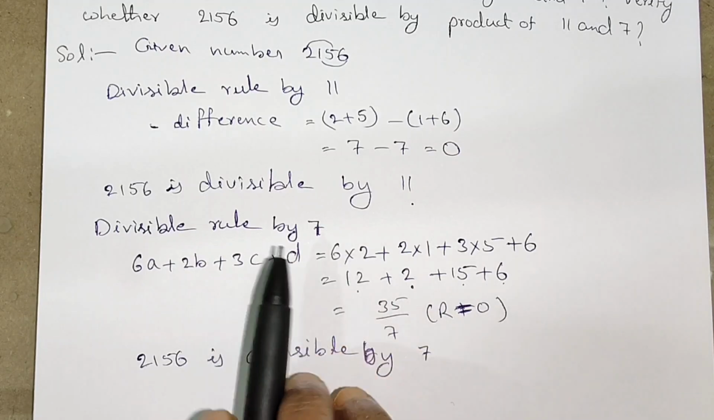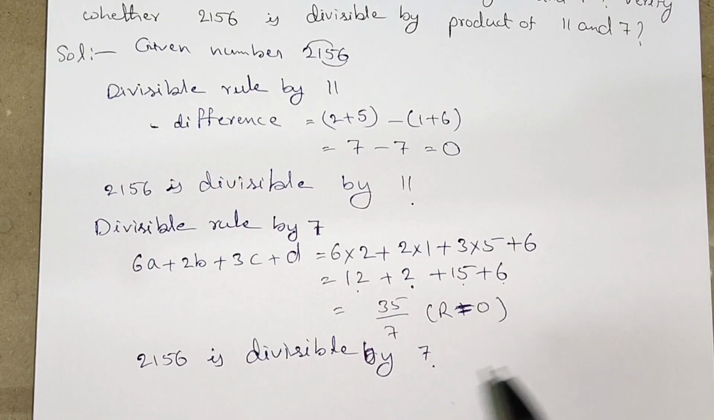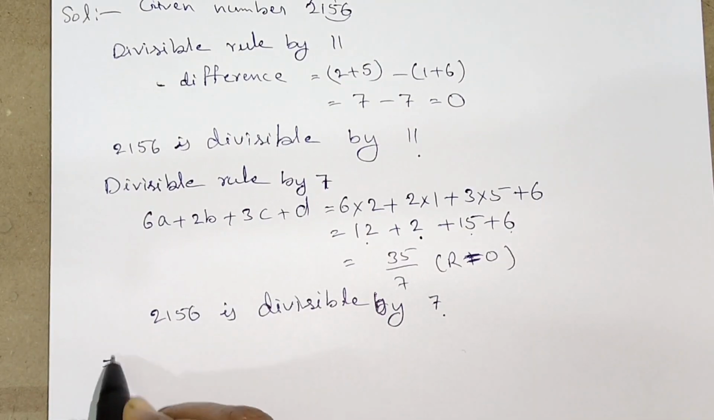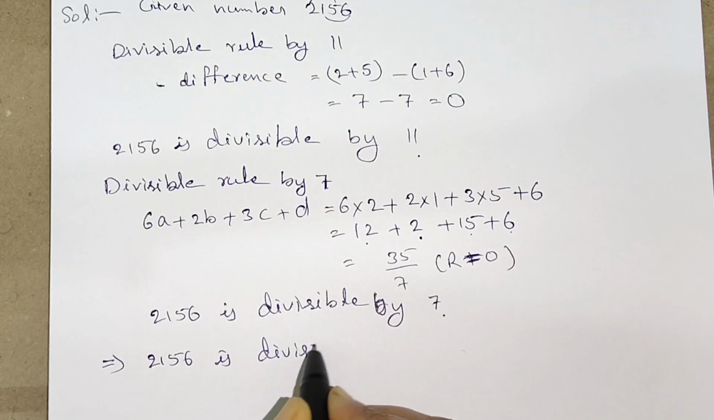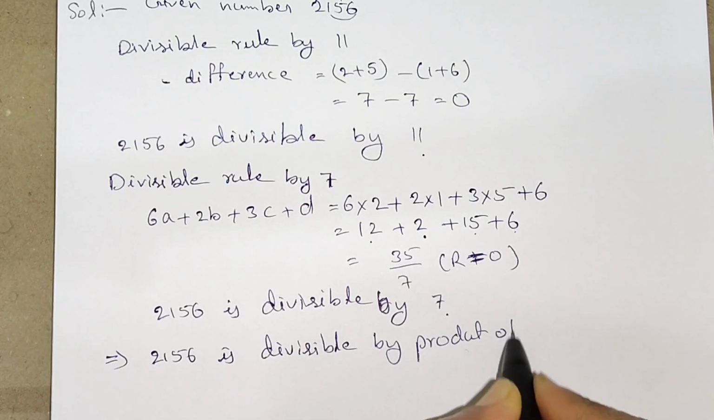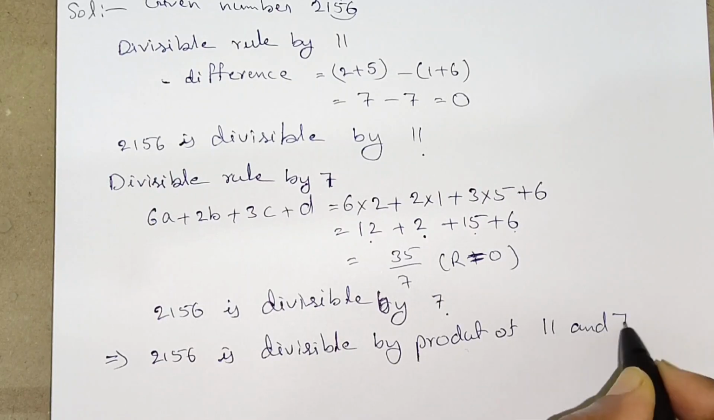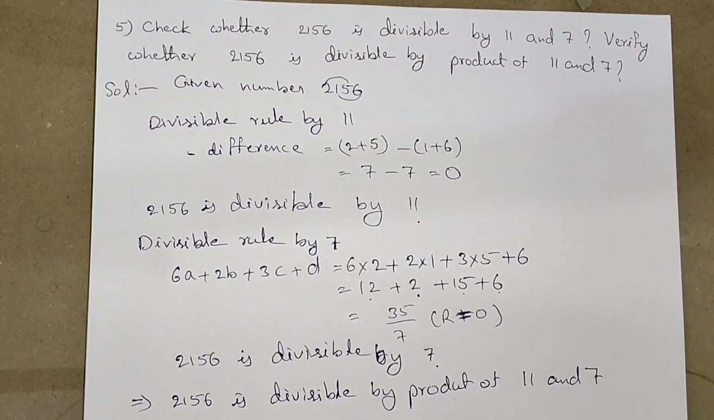So this number is divisible by 11 and 7. So automatically this number is divisible by the product of 11 and 7. Therefore 2156 is divisible by the product of 11 and 7. This is the fifth answer.